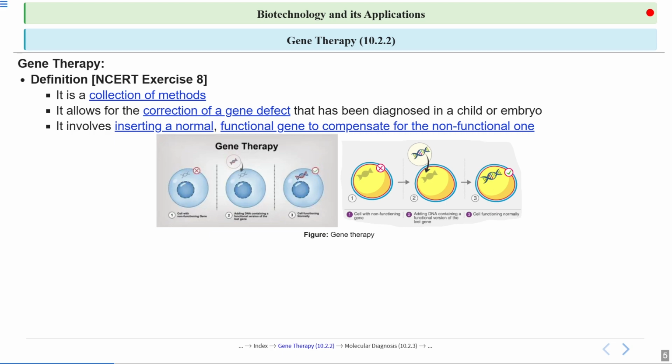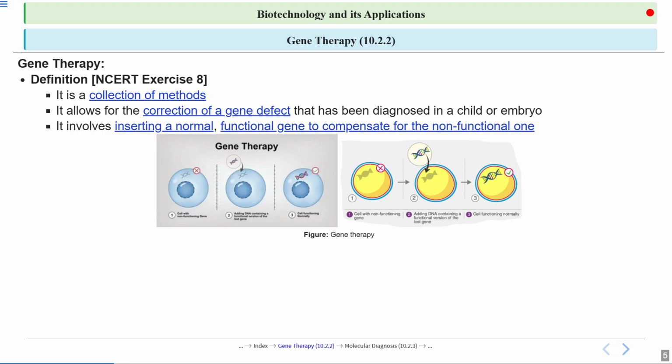So what does it mean? It is saying that gene therapy is a collection of methods in which we correct a defective gene, a gene which has some mutation or some problem. How do we identify that this gene is not fine and has some abnormalities? We can diagnose it at the child or embryo stage, and then we can insert a normal gene.